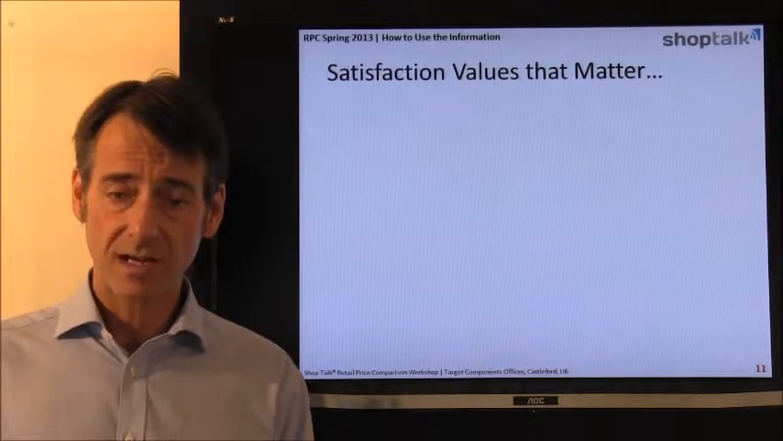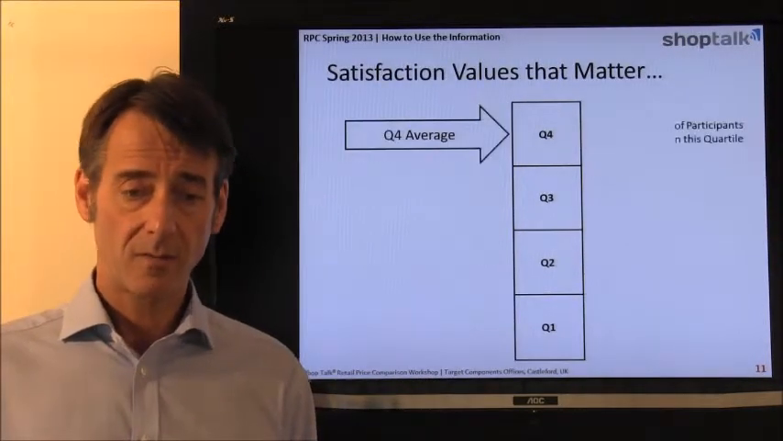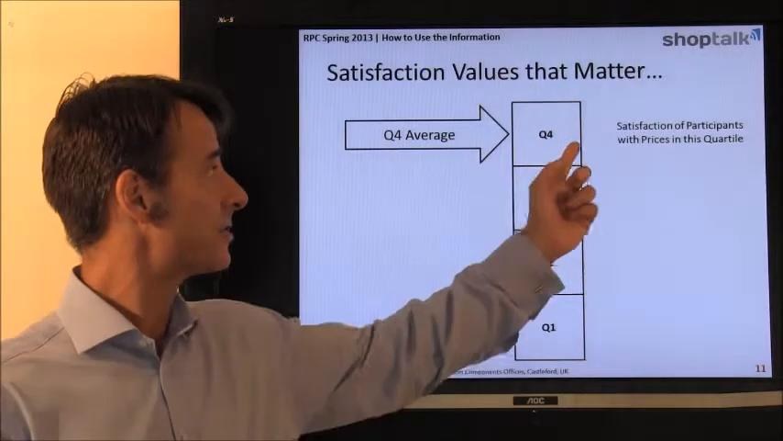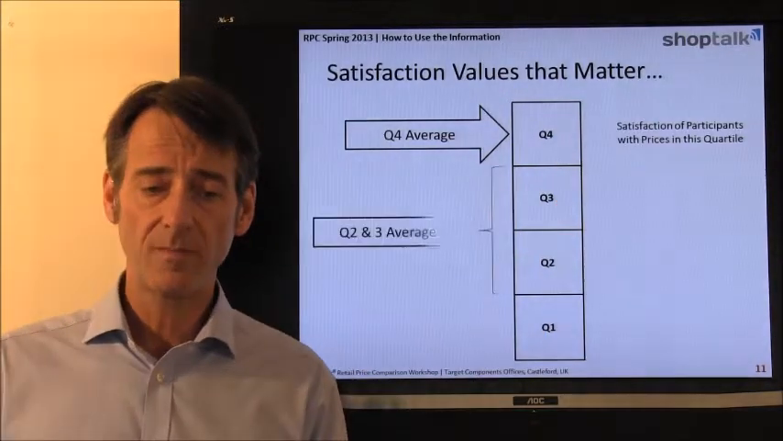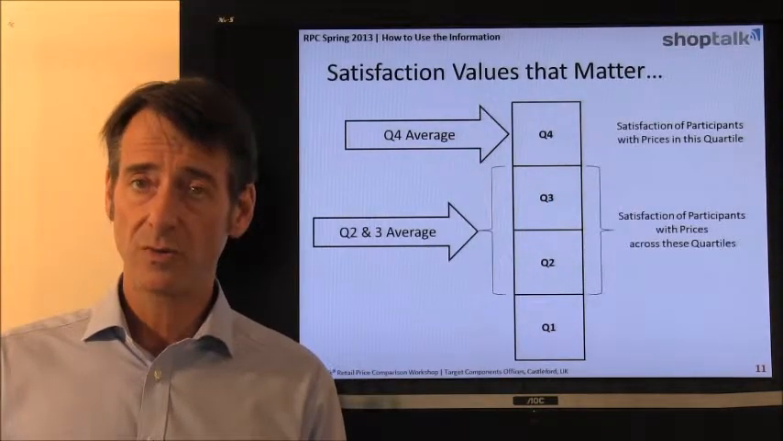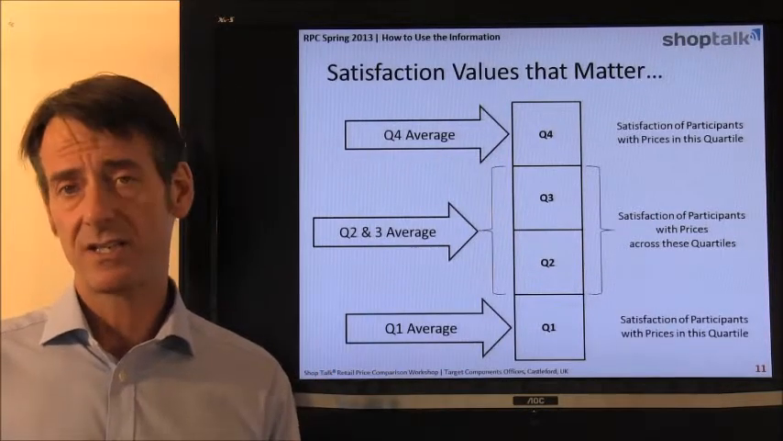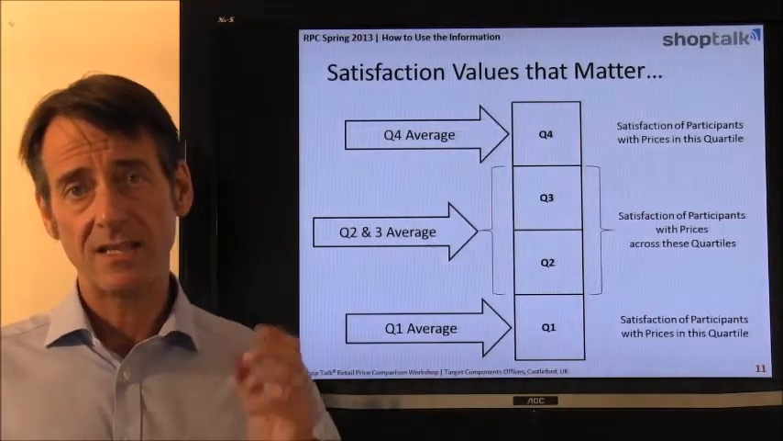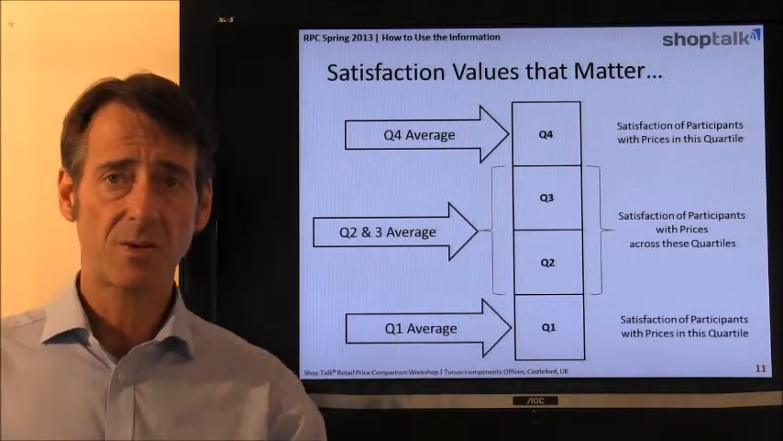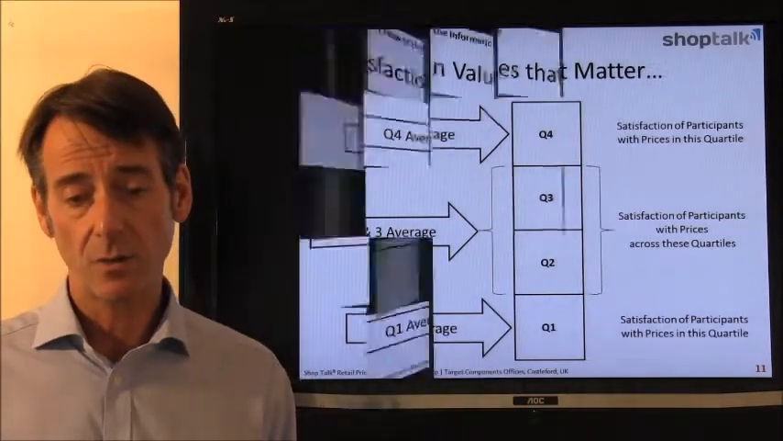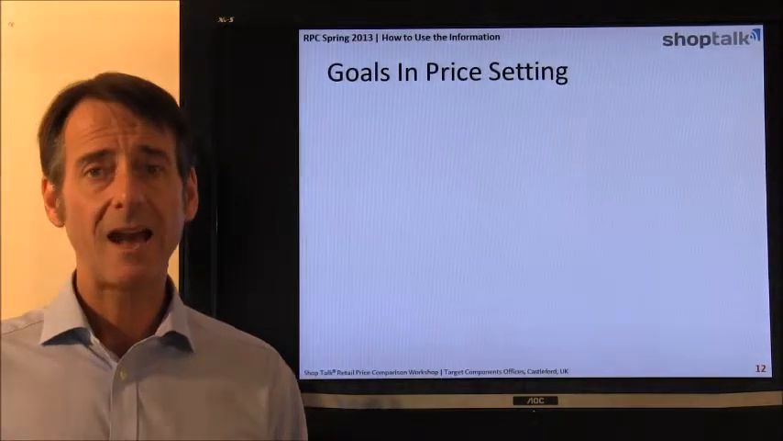The satisfaction values that matter: we've got the average satisfaction of those prices in Q4, we've got the Q2 and 3 average, in other words the average satisfaction of everyone in the middle, and the average satisfaction of people at the bottom. And it's a mixture of those satisfactions and those prices that helps set your price. How do we go about doing that?